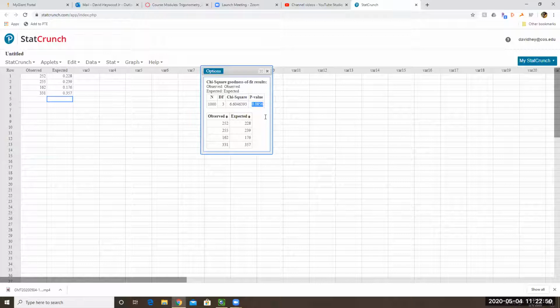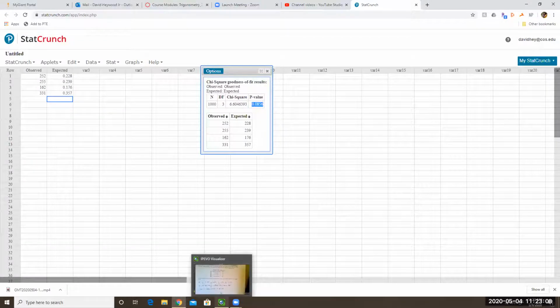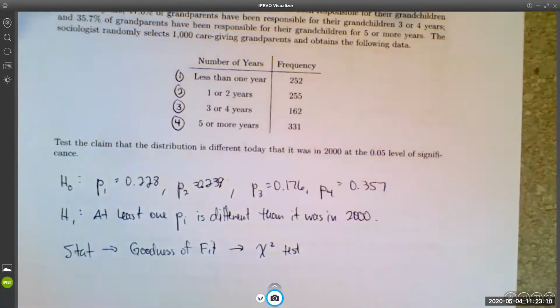Now, if alpha were 0.1, this would be good enough to reject the null hypothesis. But I think in this case, alpha is supposed to be 0.05. So that's not quite small enough, right? We're not going to be rejecting the null hypothesis. So let's write that stuff down. So 0.0856 is the p-value.